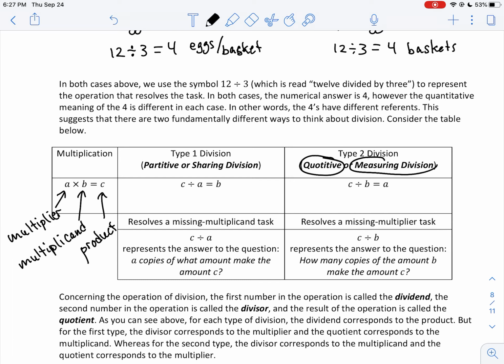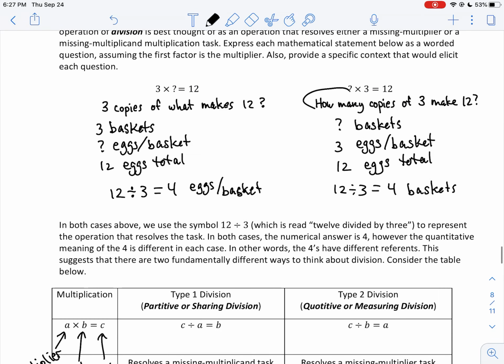This kind of division is called quotative, by the way, or measuring division. And C divided by B represents an answer to the question: how many copies of the amount B make the amount C? How many copies of 3 make some other amount?